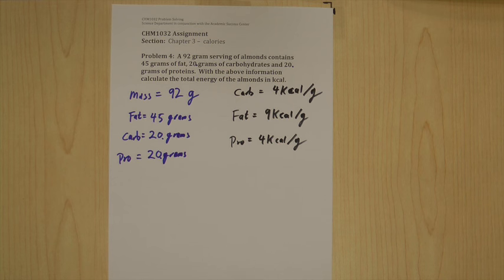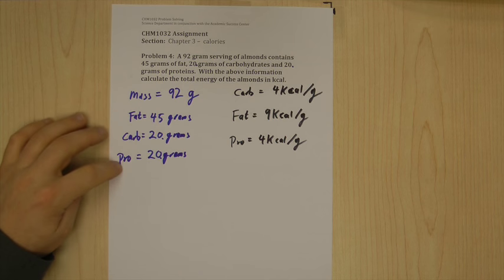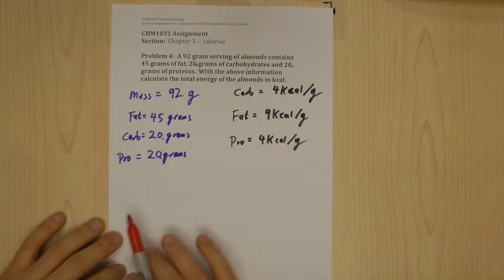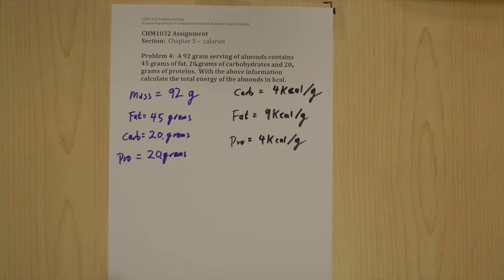Now to solve this problem, basically you want to convert your fat, your carbs, and your protein to kcals. Simple, straight up conversion problem. And then at the end, to get the total energy, you just add all three up, because all three are present in the almond.